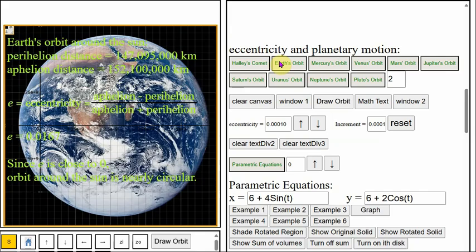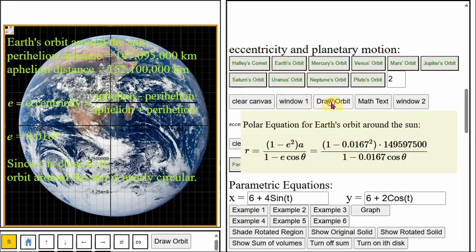And then the other planets. The perihelion distance for the Earth is 144,095,000 kilometers, and the aphelion distance is 152,100,000 kilometers. And so calculating the eccentricity for the Earth's orbit around the sun, we get 0.0167. The Earth's eccentricity is very close to zero, and that's why we see that the ellipse here is very circular.